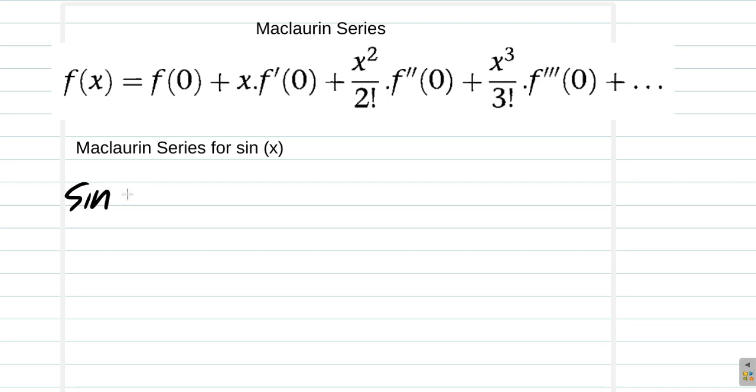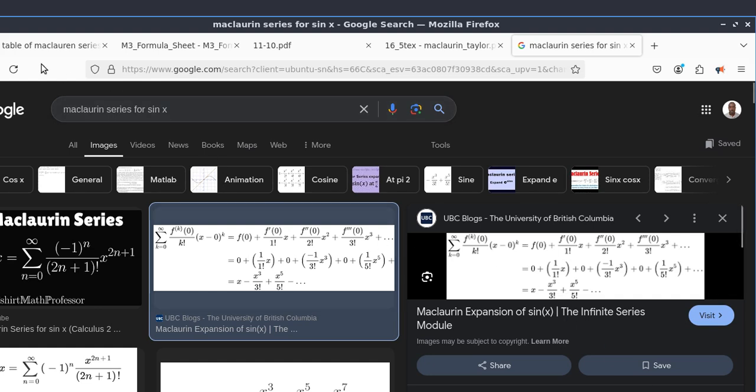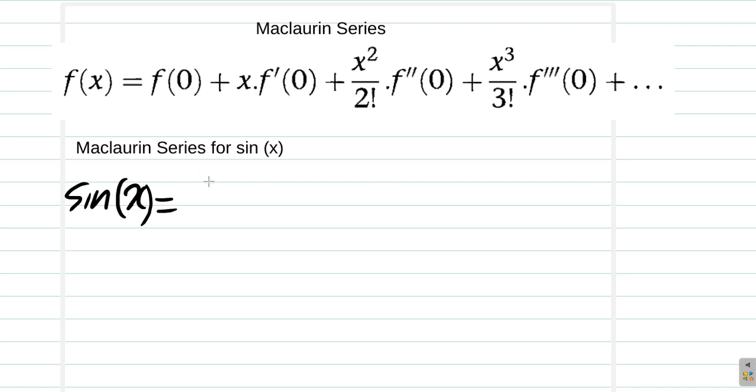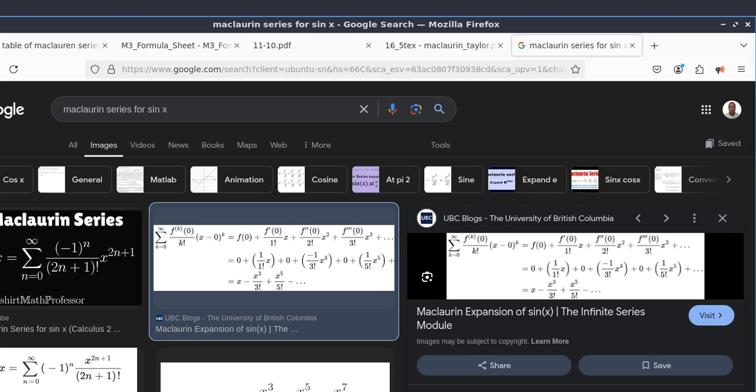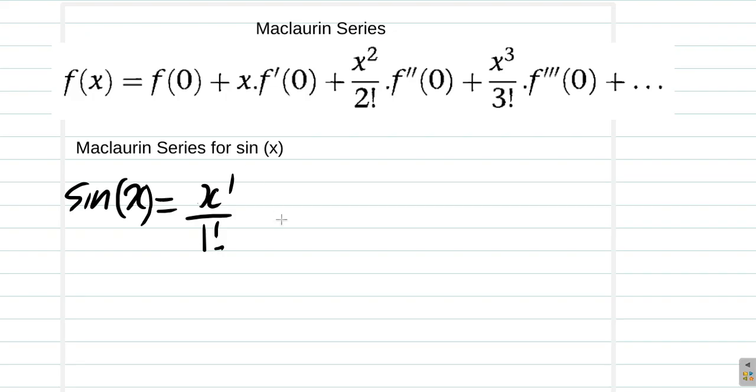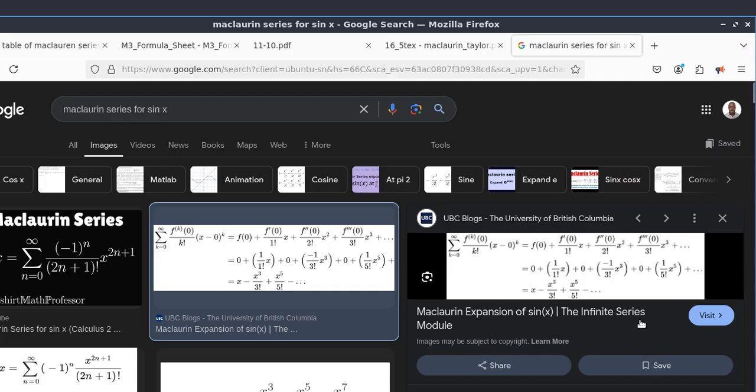So the sine of x, and remember the angle x is in radians, alright? It is equal to x minus x cubed over 3 factorial, but this x is really x to the 1 over 1 factorial, alright, minus x cubed over 3 factorial plus x to the 5 over 5 factorial, just like this.